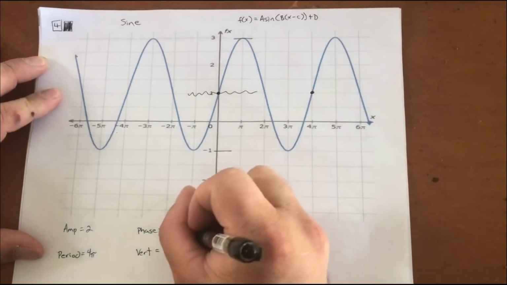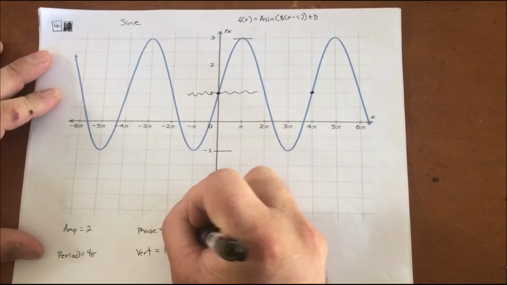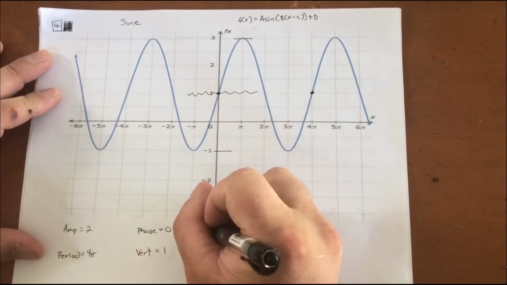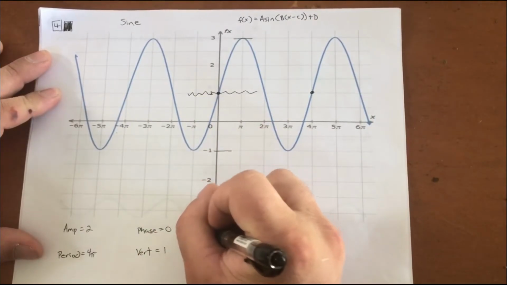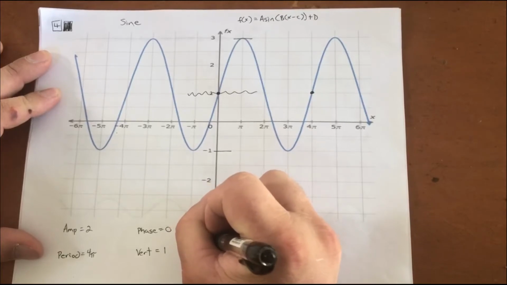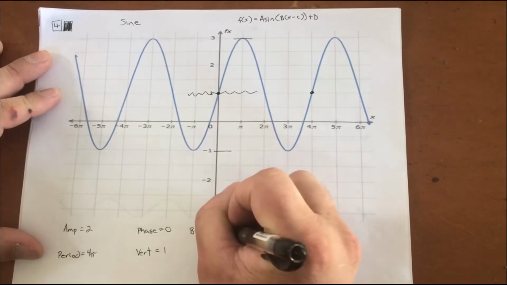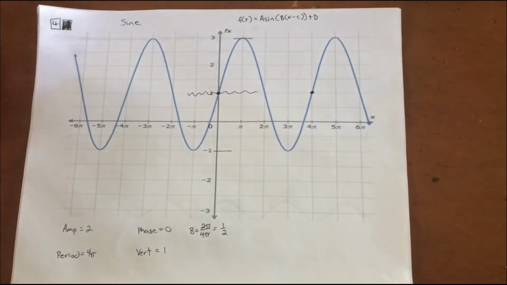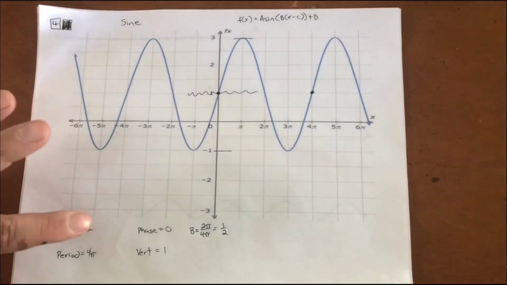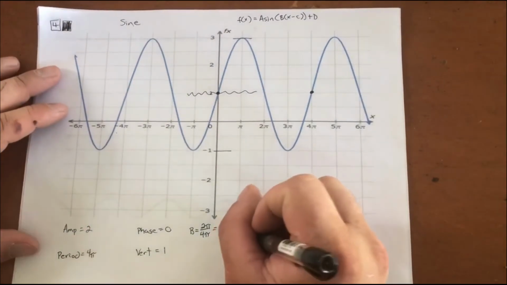So just like before, I need to find out what B is. One full rotation of a circle in radians is 2 pi, so it's 2 pi divided by 4 pi, which equals 1/2. So B in this case is 1/2. There's no phase shift, so we can start solving.